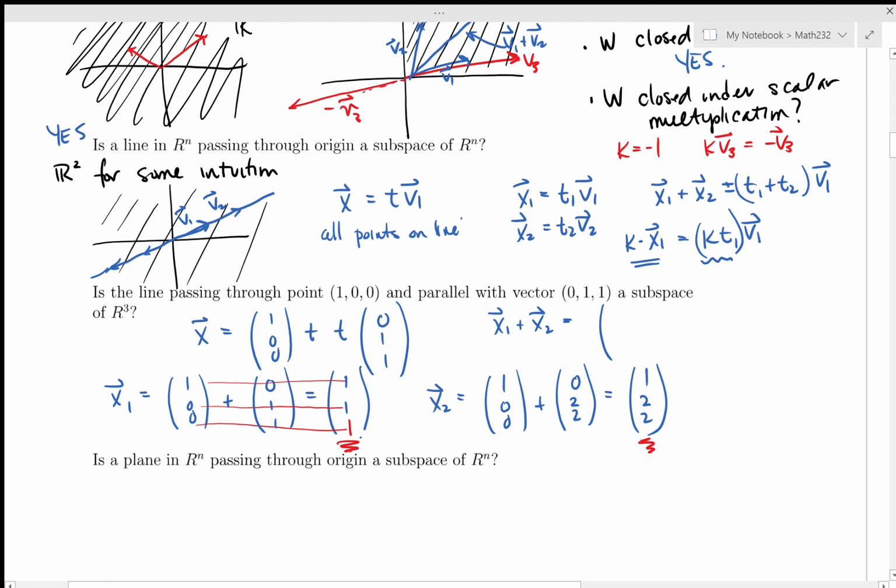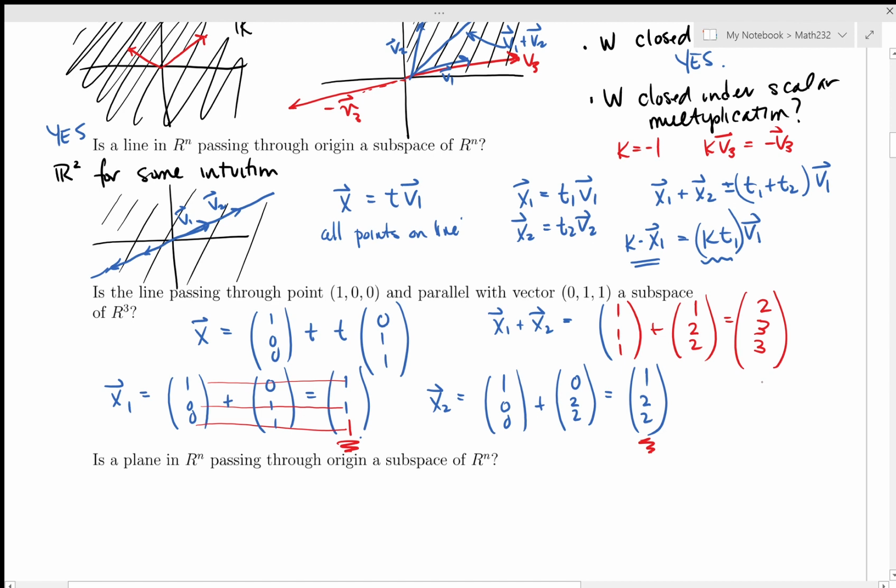I am adding together the vector x1, I'm going to fill it in, 1, 1, 1, plus the vector x2, which is 1, 2, 2. And I'm adding those together, and I get 2, 3, 3. Okay, now I'm asking, can I represent that?